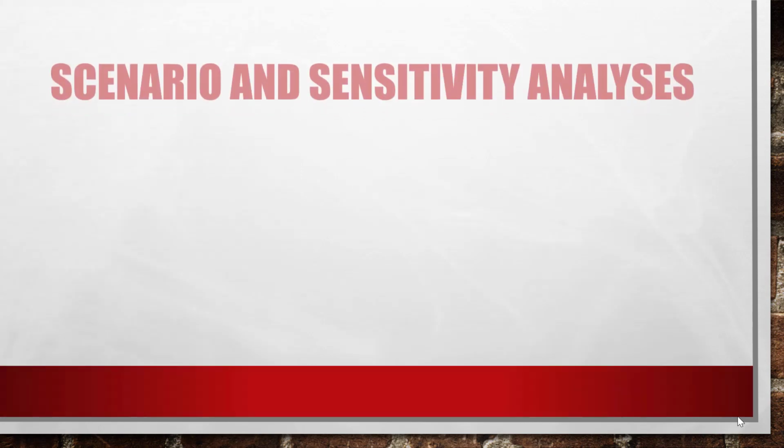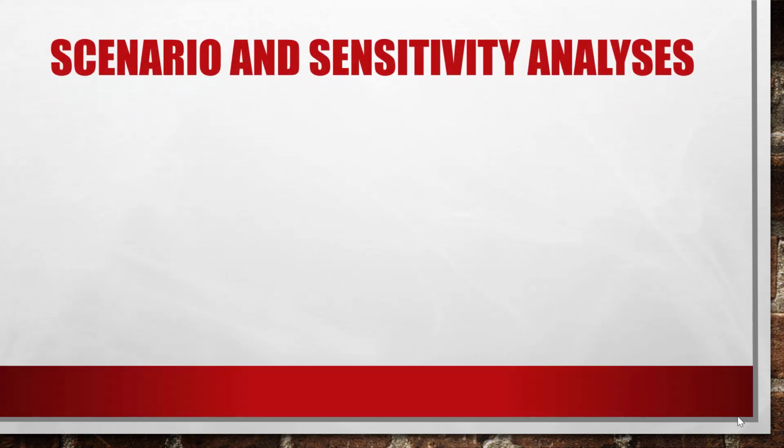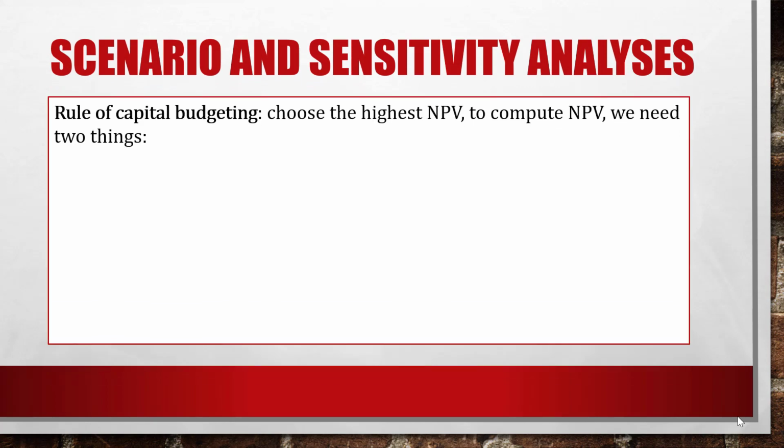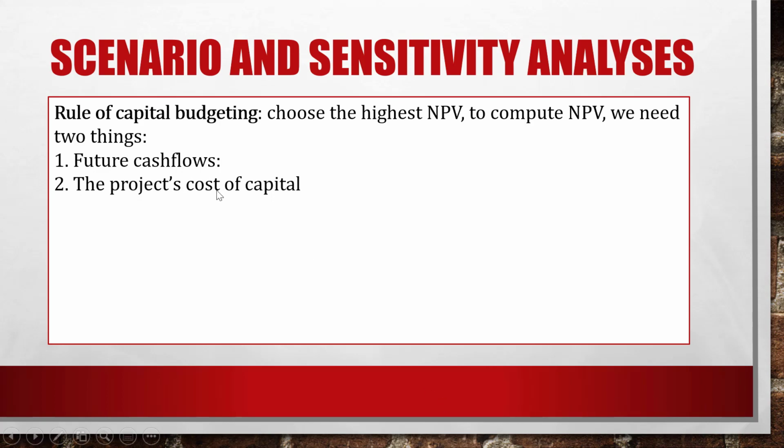So first, scenario and sensitivity analysis. The rule of capital projection is we have to choose the highest NPV. And in order to compute the NPV, we need two things. The first one is future cash flows, and the second one is the project's cost of capital. Remember, I made a video on the cost of capital, so this lesson continues from that lesson.